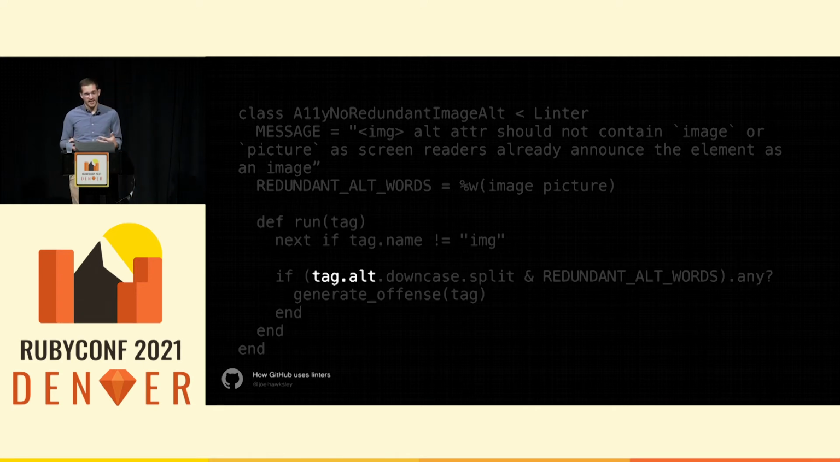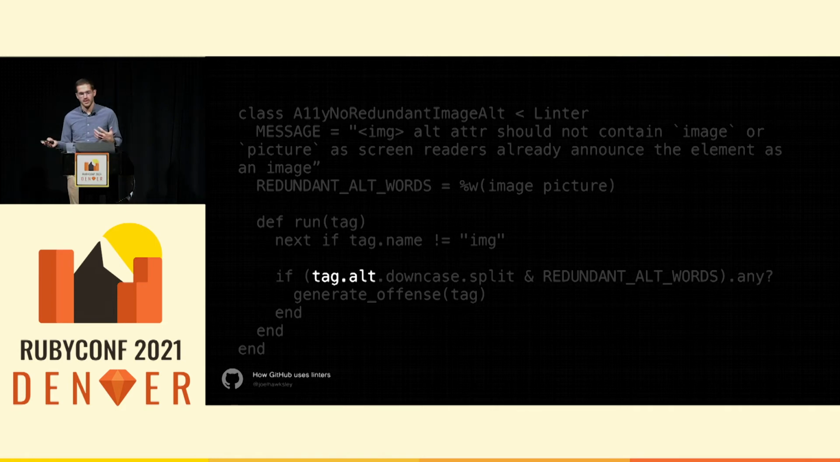One thing that I really want to point out here is that you can access this alt attribute programmatically, which means we haven't written any regular expressions that look for alt equals, quote, etc. It's so much easier to write these linters than it is to use regular expressions.